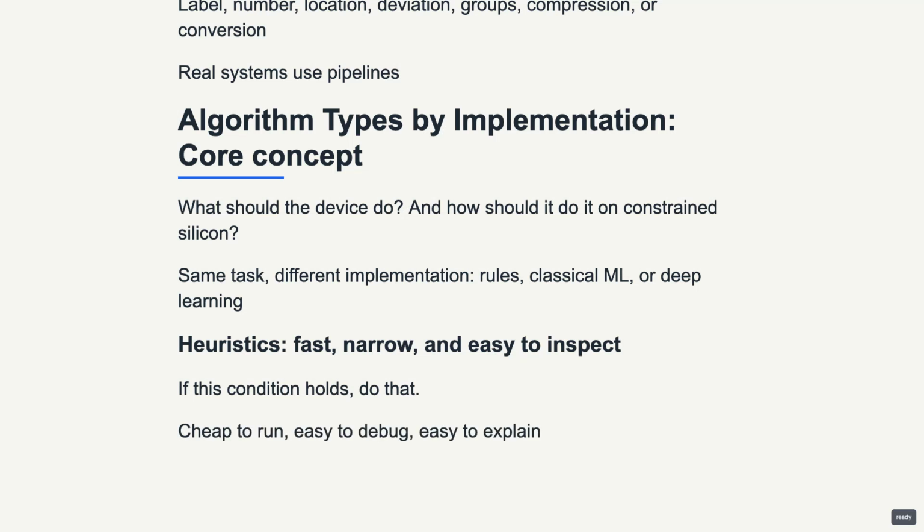That makes heuristics useful for small edge jobs like threshold alarms and simple feature checks. Once pre-processing has turned raw data into a meaningful feature, a rule can interpret the result with very little compute.